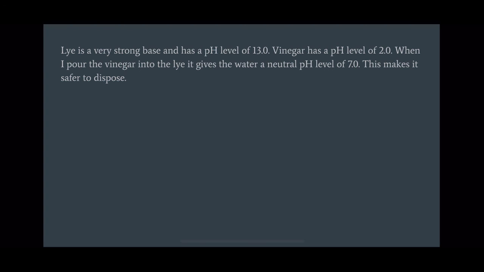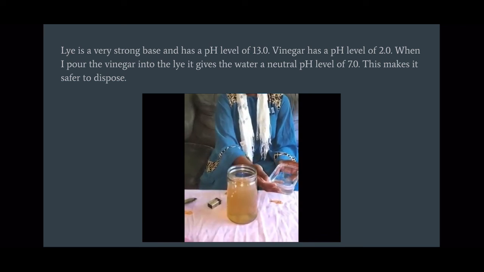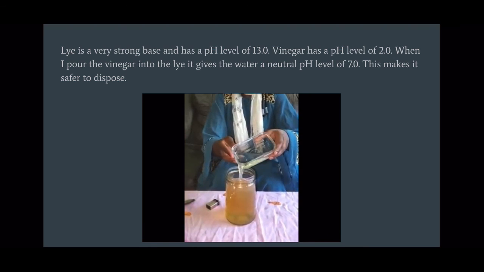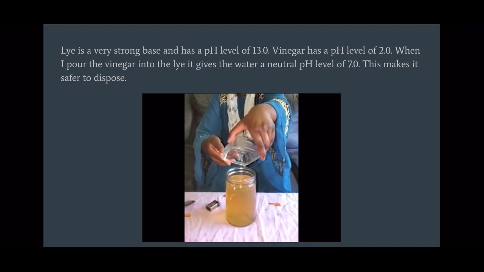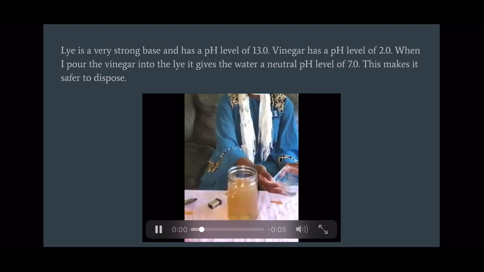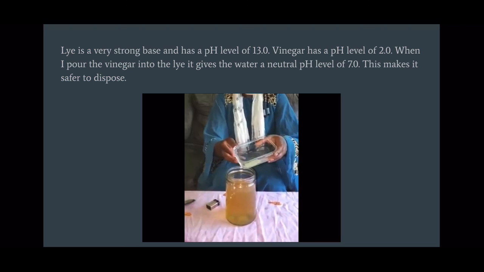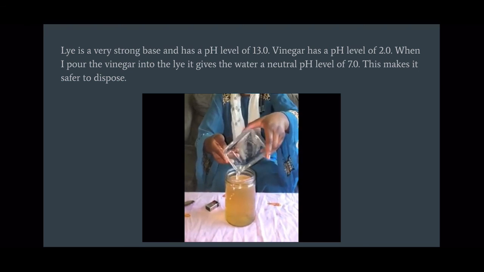Lye is a very strong base and has a pH level of 13.0. Vinegar has a pH level of 2.0. When I pour the vinegar into the lye, it gives the water a neutral pH level of 7.0. This makes it safer to dispose.